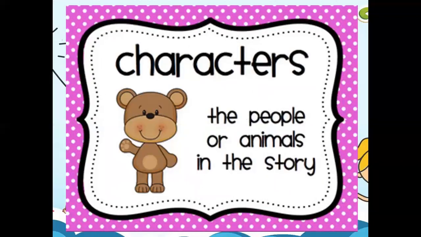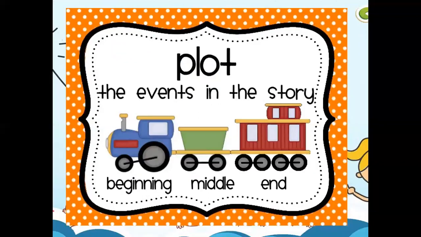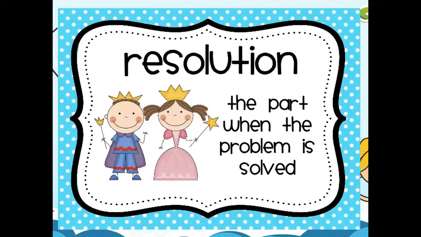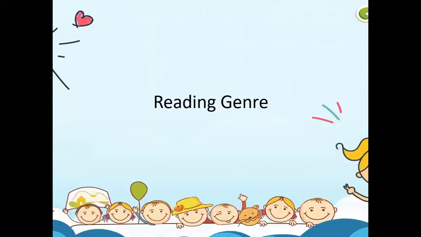The characters, the people and animals in the story. The plot, what happened at the beginning, middle, and end. The conflict is the problem in the story or the problem that the character faces, and the resolution is the solution of the problem.